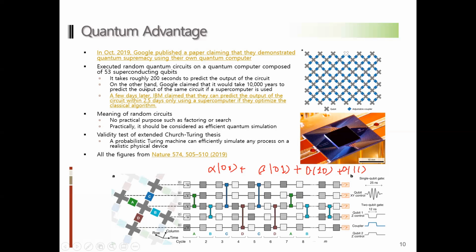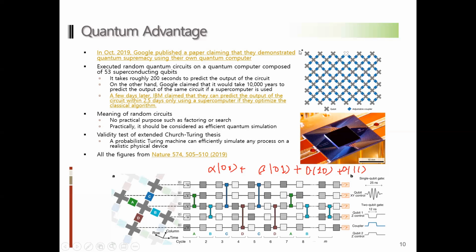However, a few days later, IBM also challenged such kind of claim. More exactly, they claim that if they use secondary storage like a hard disk or flash disk, and make a clever scheduling scheme, then they could in principle simulate or calculate this kind of problem within just a few days. So there has been a lot of active research in how to reduce the necessary time to predict the output of these random circuits.